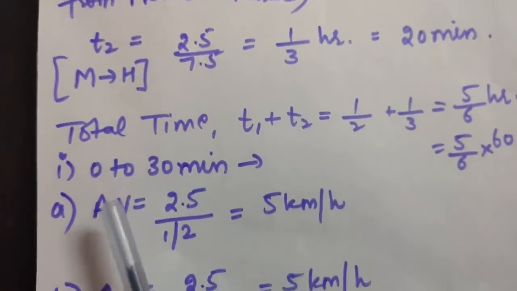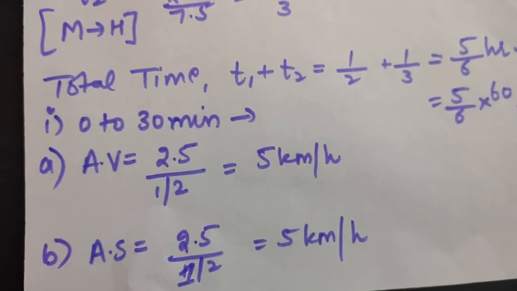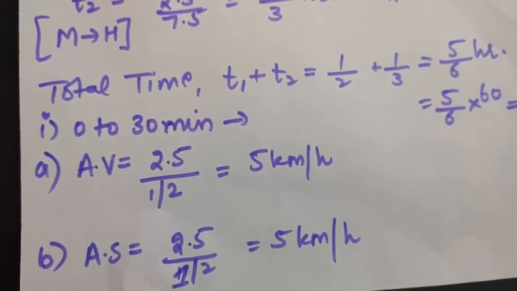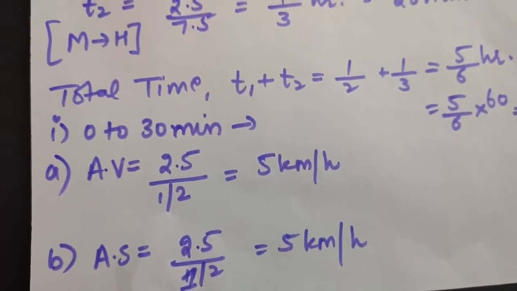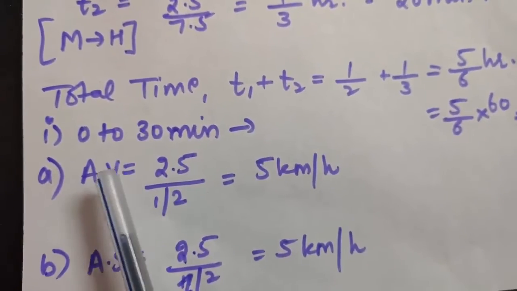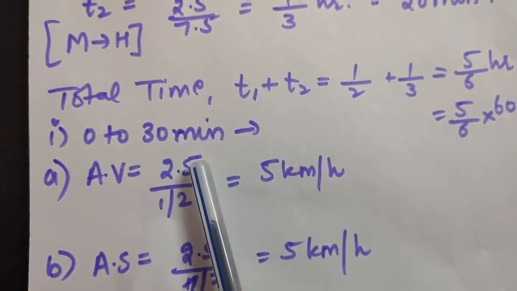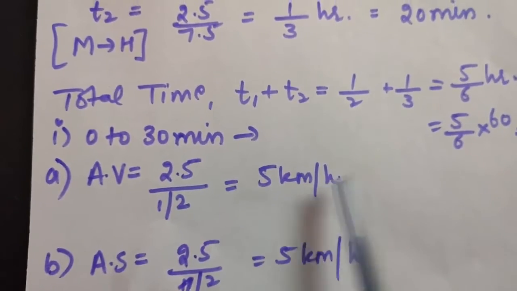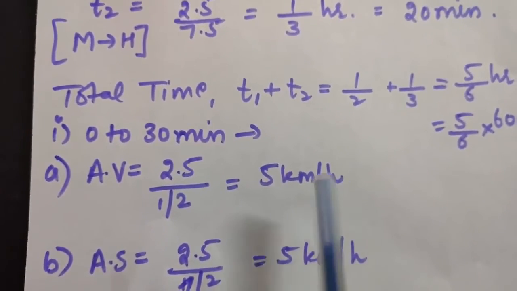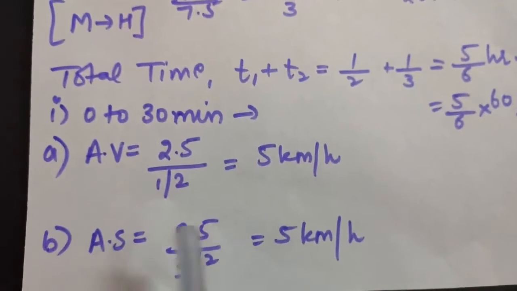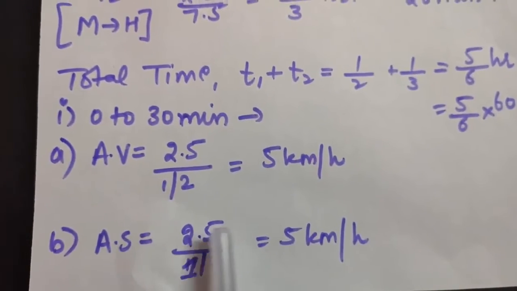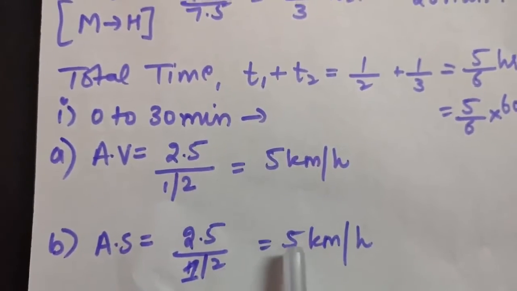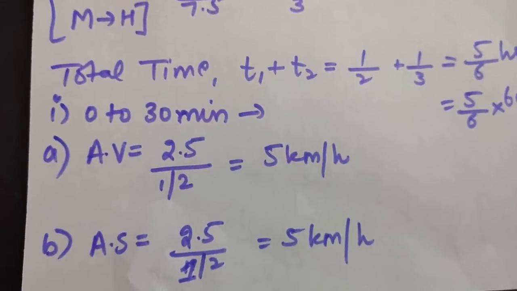The first part says calculate the average velocity and average speed for 0 to 30 minutes. As we have calculated, in 30 minutes the man will be going from home to market. So average velocity will be displacement, which is 2.5 kilometer, upon time, which is half hour. So you will get 5 kilometer per hour. Sorry, average velocity. Now average speed is distance upon time. Distance is the same as displacement, that is 2.5 kilometer for 30 minutes, upon time, that is half hour. So average speed will also come to be the same.